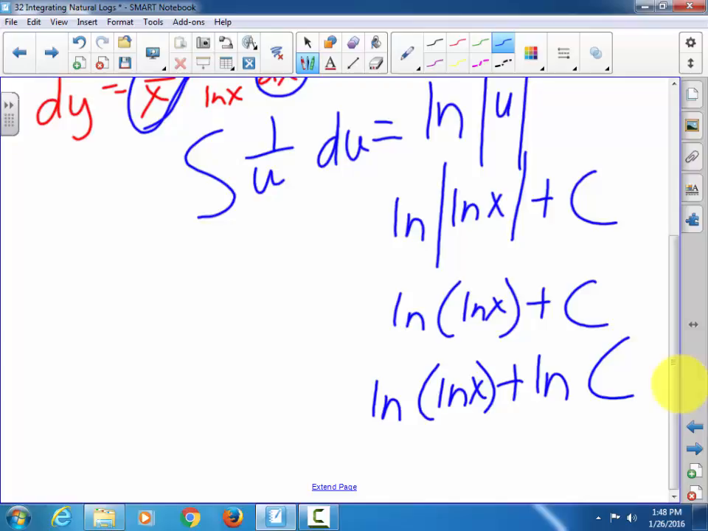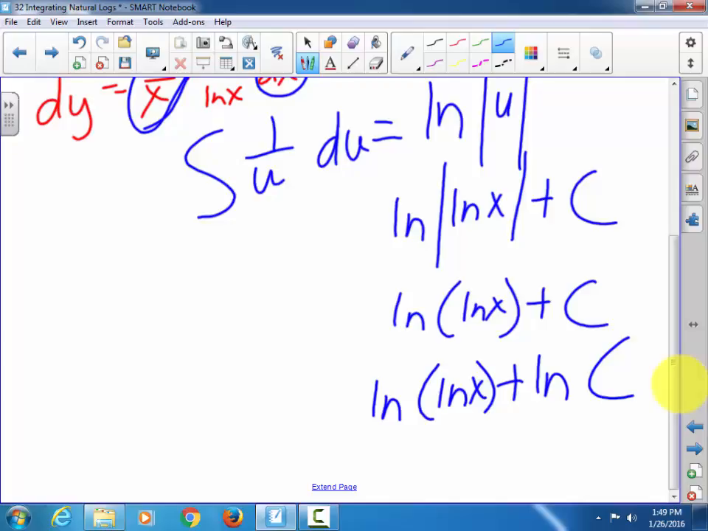Chase immediately says no, and then he says, I'm not sure. Can ln be negative? Good question. You can't take the ln of a negative number, but the ln of a number can be negative.